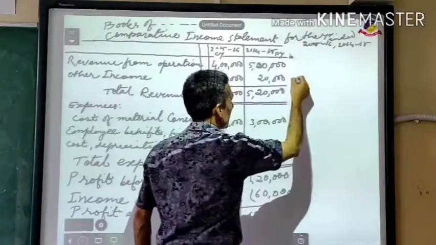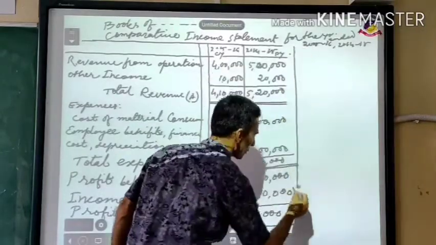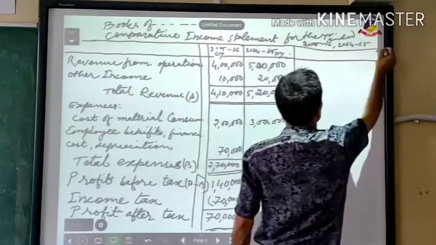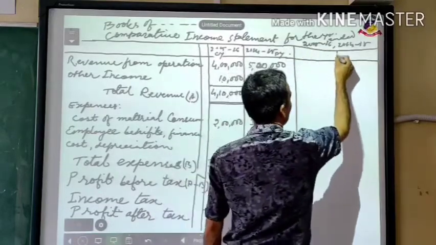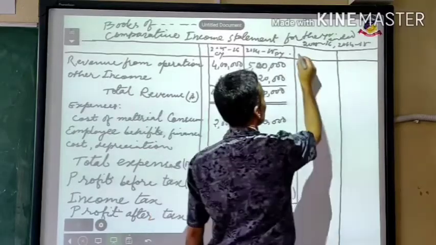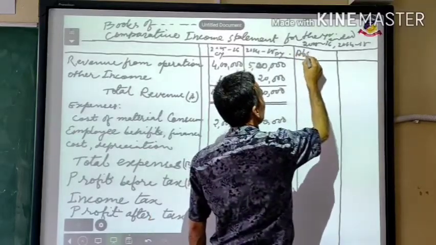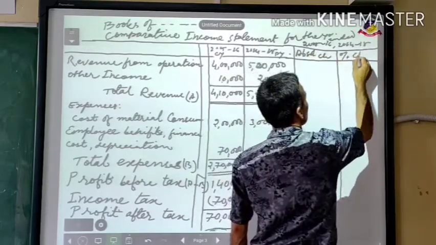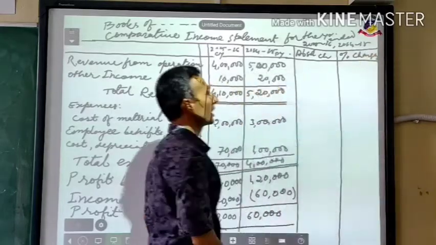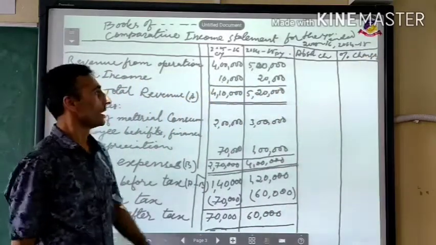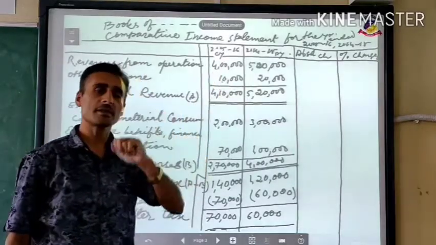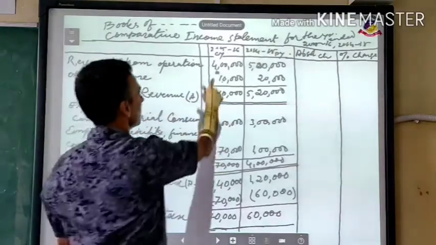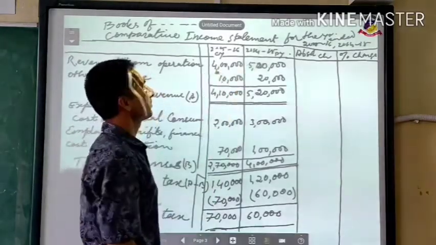Now these columns, as you remember, we have to make 2 more columns here. Any idea what these columns are for? These are the columns for absolute change and this is your percentage change. Absolute change and percentage change. Now let's find absolute change. How do you find it? Current year minus previous year. This is your current year and this is your previous year.